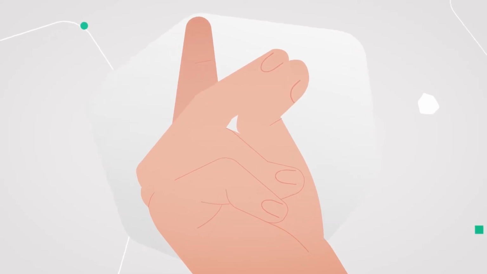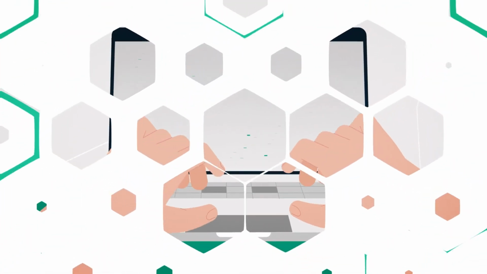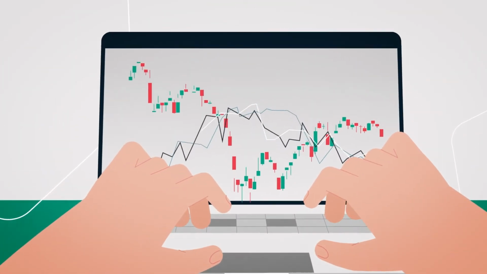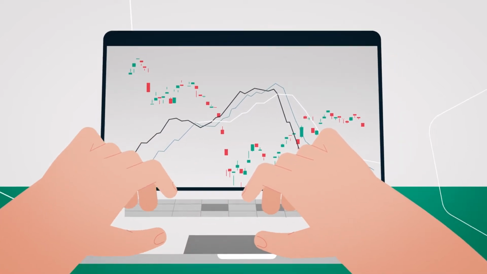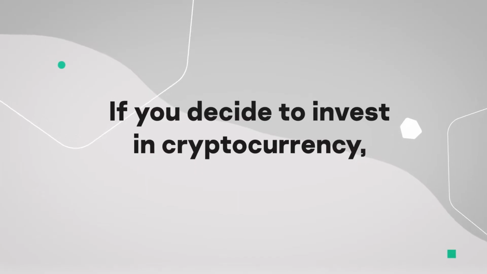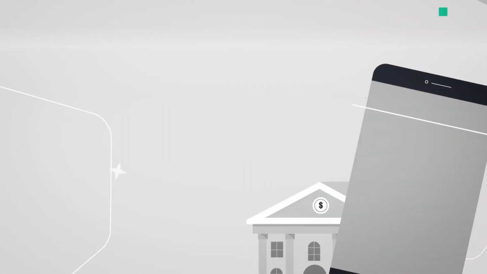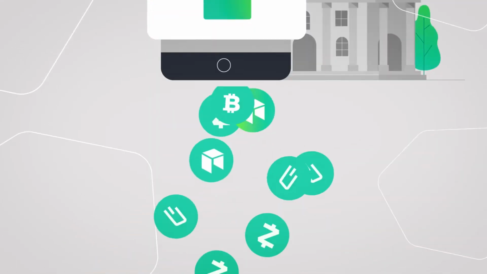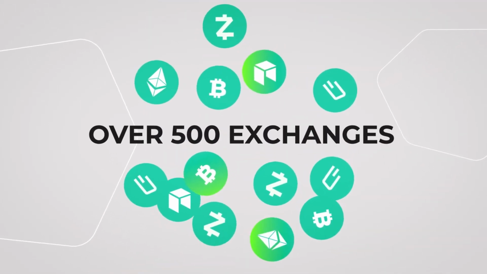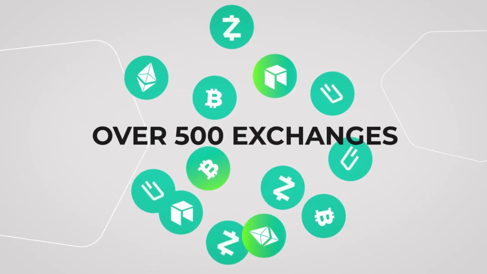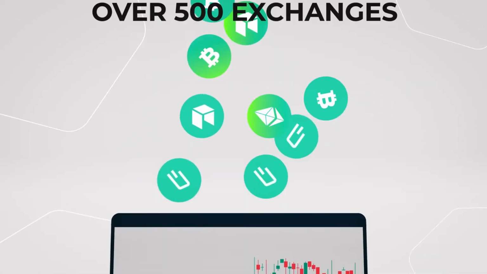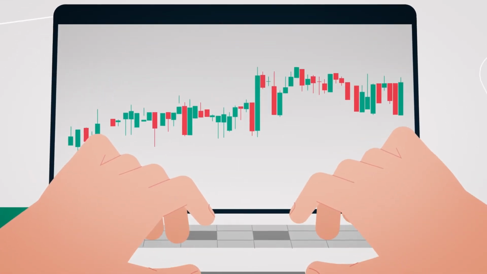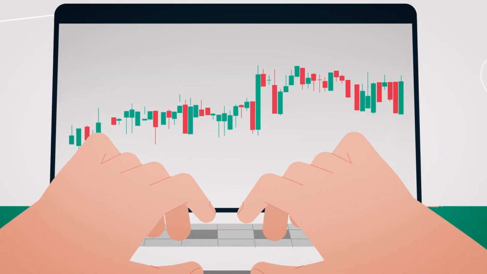Trading cryptocurrency is relatively easy, but trading comes with big risks due to a high volatility and lack of regulation in the crypto market. If you decide to invest in cryptocurrency, here's how to start. Step 1. Pick a crypto platform to set up your account. There are currently over 500 cryptocurrency exchanges that offer different currencies and account options. Or you may choose a traditional online broker to buy and sell crypto.